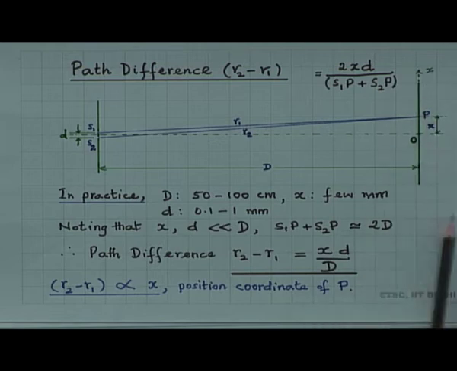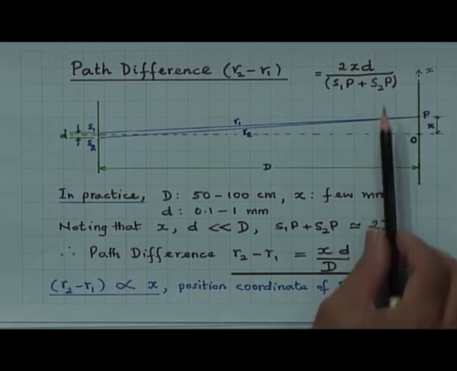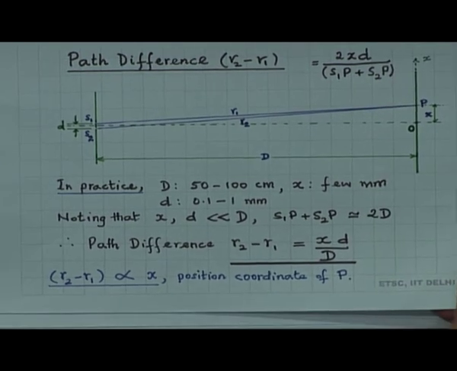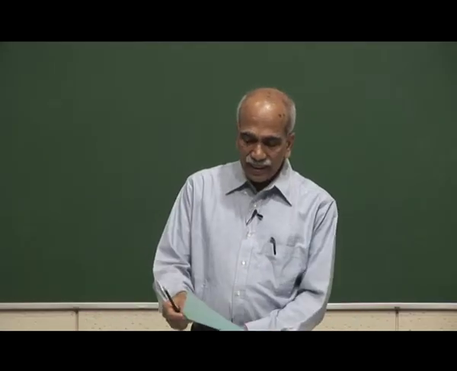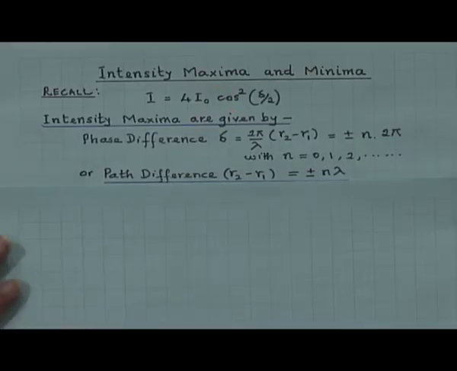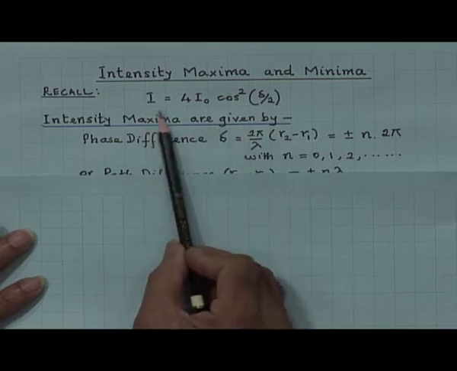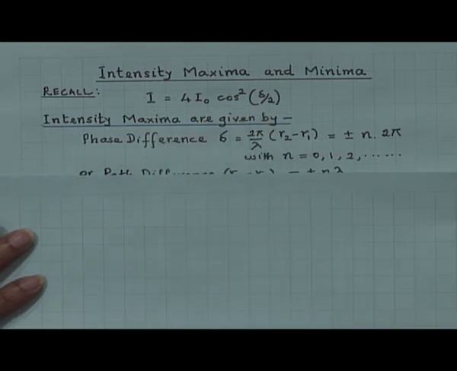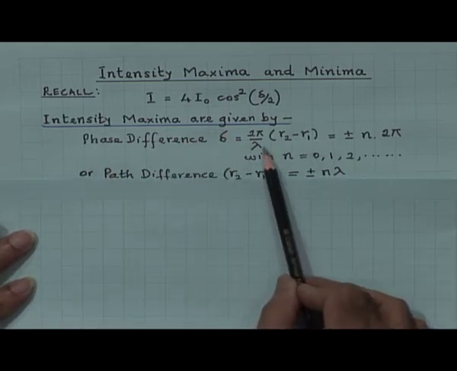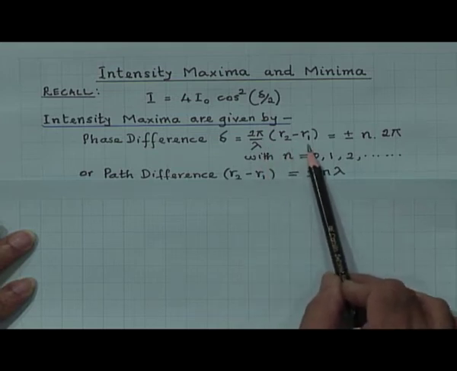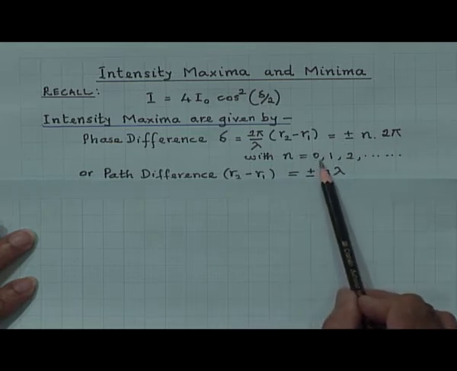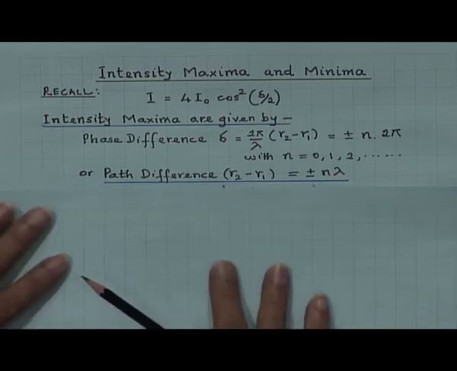Now, let us see what is the corresponding fringe pattern. How would we see the intensity distribution? We are determining the intensity distribution through estimation of the path difference, and therefore, let us determine the intensity maxima and minima. I is equal to I0 into cos square delta by 2, and the intensity maxima are given by phase difference delta is equal to 2 pi by lambda into R2 minus R1 equal to plus minus n times 2 pi, where n is equal to 0, 1, 2 etc.